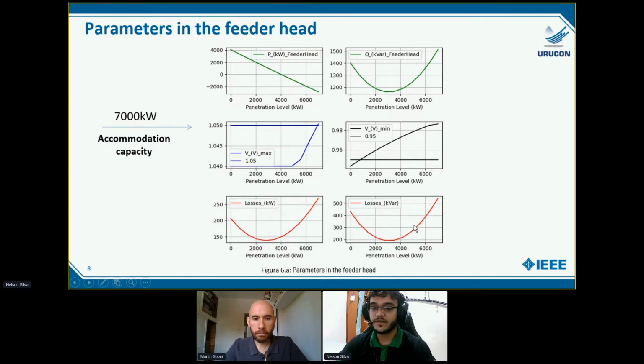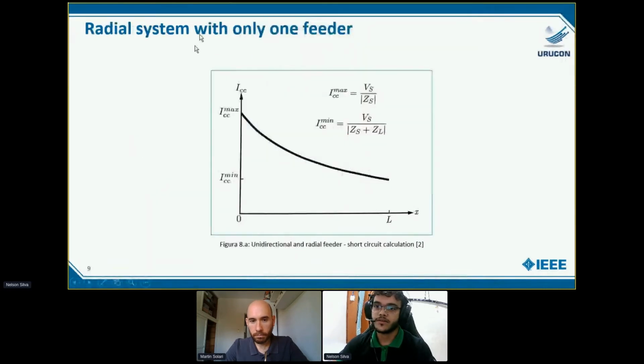It's worth mentioning the characteristic of the parabola, and it arises from the squared current in the equation of losses, I squared. And this is the calculation of short circuit current. This is the old model with only one feeder, where the short circuit current decreases along the distance.